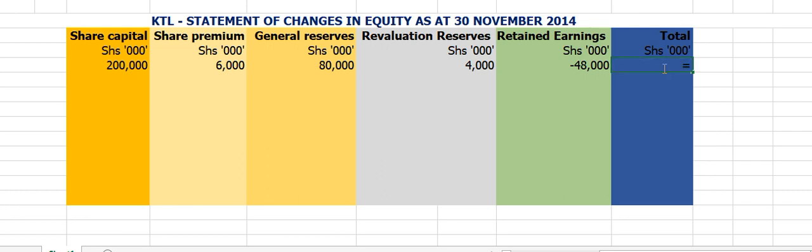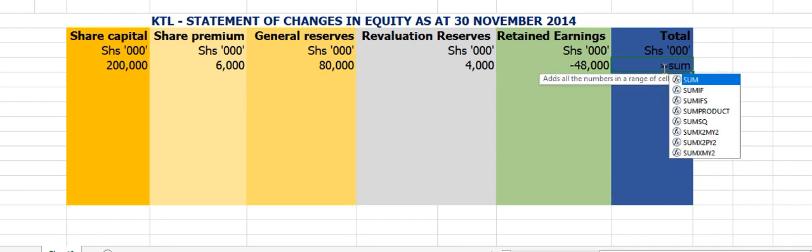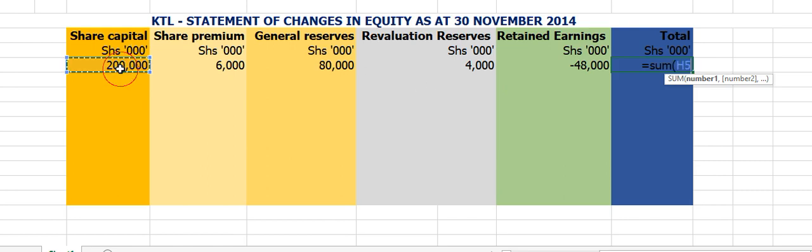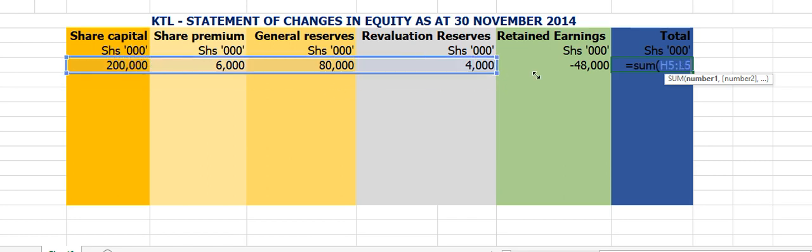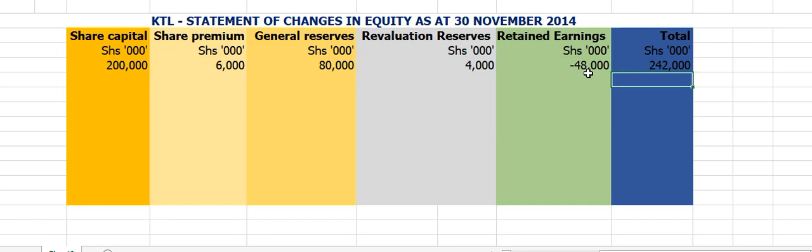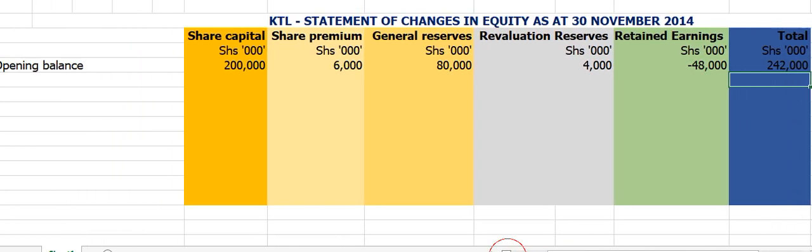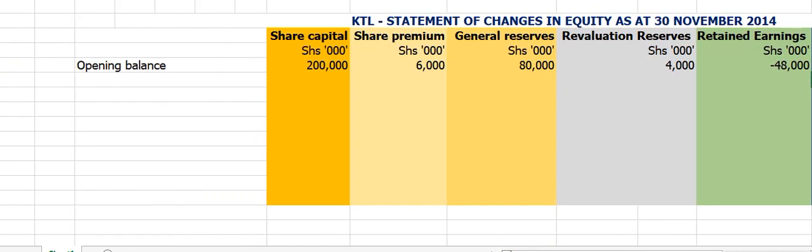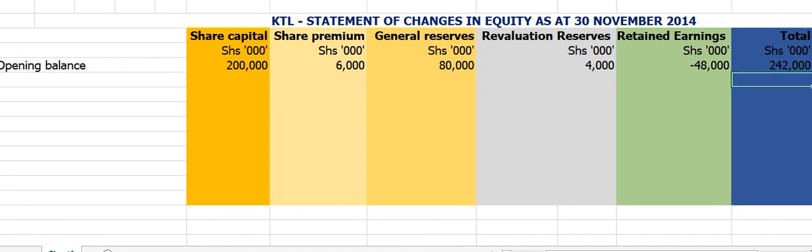Then of course I can get the total. So I'll sum up. So we have our total as 242 millions. Now, that is the first thing you will do in your statement of changes in equity. Start by entering the opening balances as at the start.